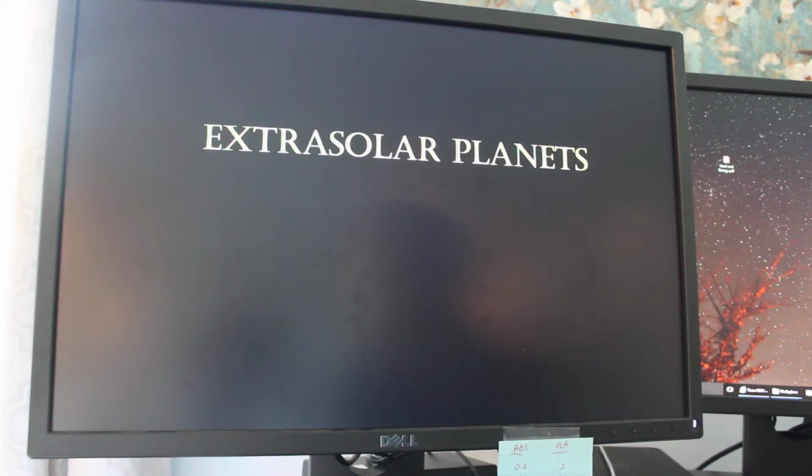Alright, we're going to talk about extrasolar planets. Extrasolar planets are planets around other stars, other than the sun. And everybody suspected from way back that there were planets around other stars, we just couldn't see them. The stars are so far away, the planets are so tiny, it was impossible to detect.